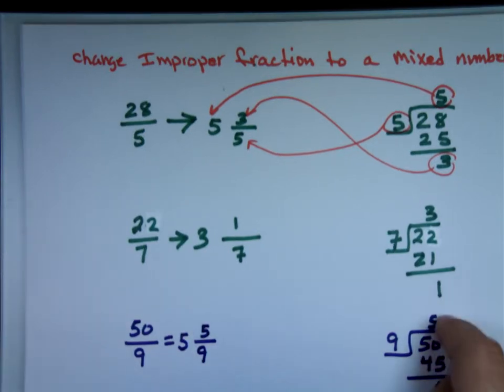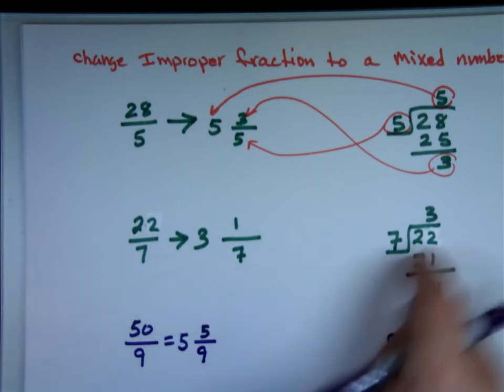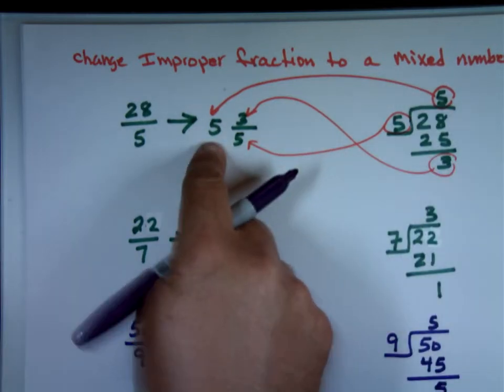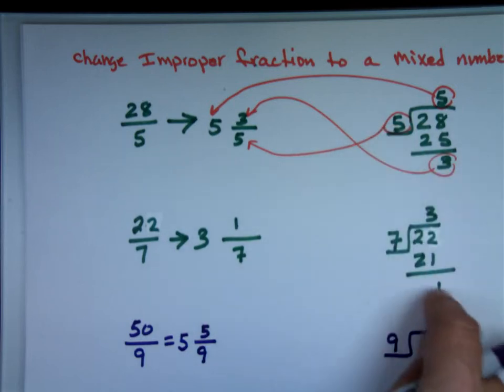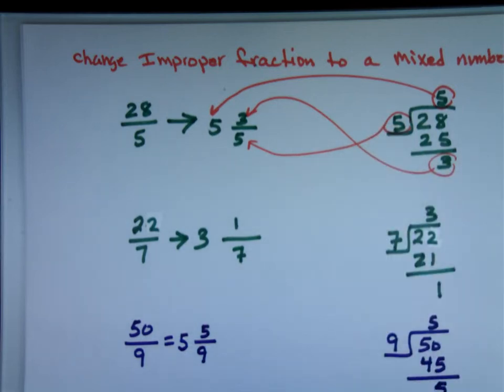So the answer, the quotient, goes in the front. The 3 goes in the front. The 5 goes in the front. This one on the top, that's on the bottom. Top, bottom, top, bottom.